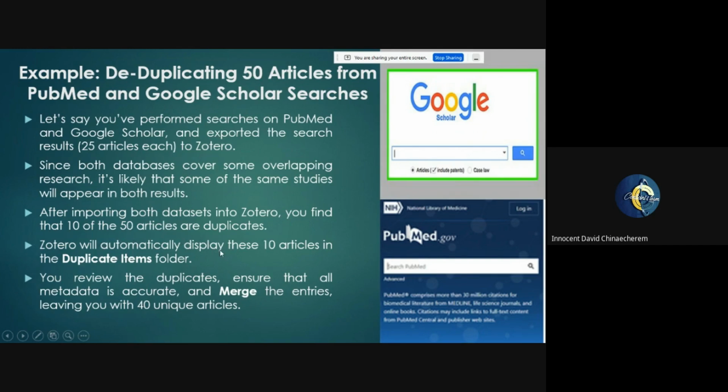And so what Zotero will do is merge these items, and then we're able to count the number of duplicates that are found from PubMed and Google Scholar. And we'll be able to do that now.